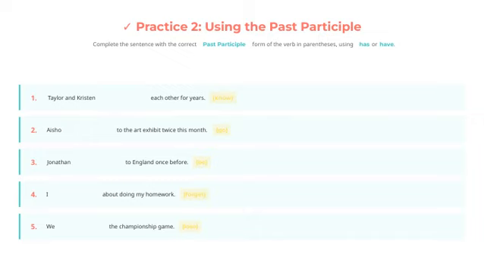The main point here is to match the correct form of the verb with the right auxiliary, has or have, to correctly form the present perfect tense. This is a useful structure for talking about experiences, actions, or states that are relevant to the present.